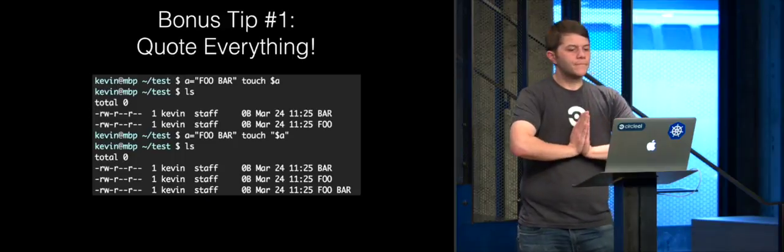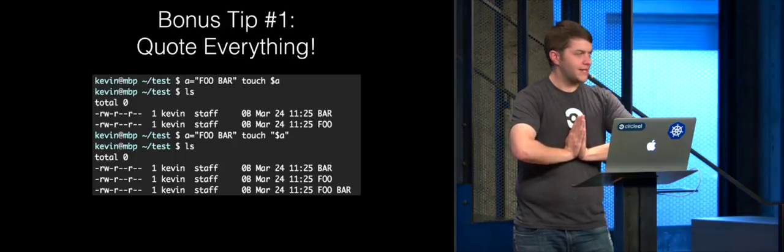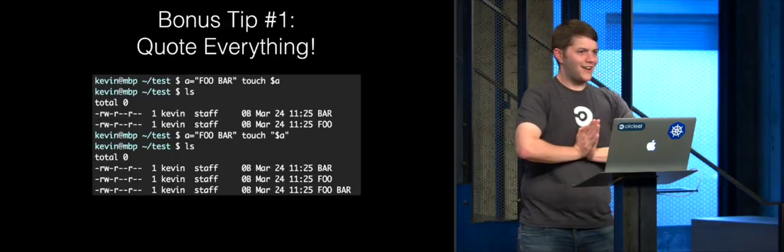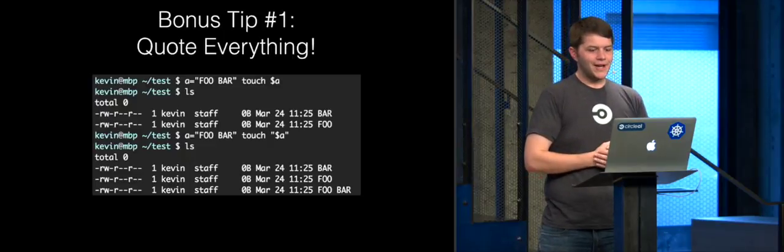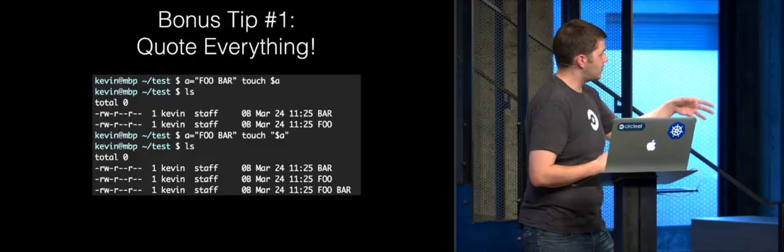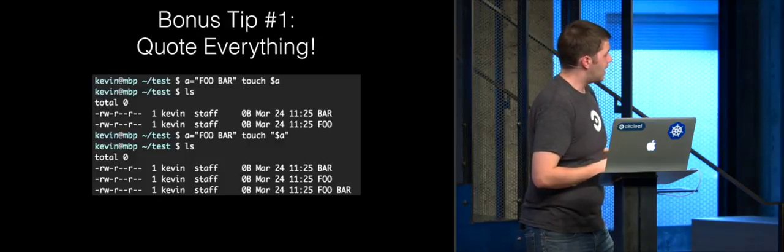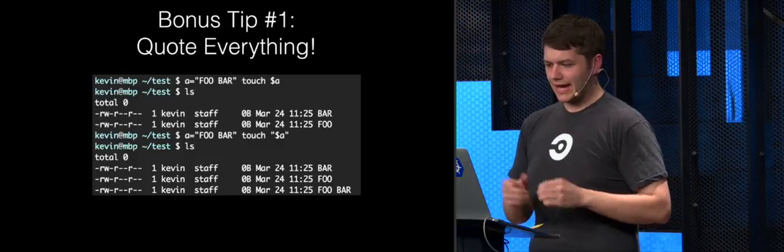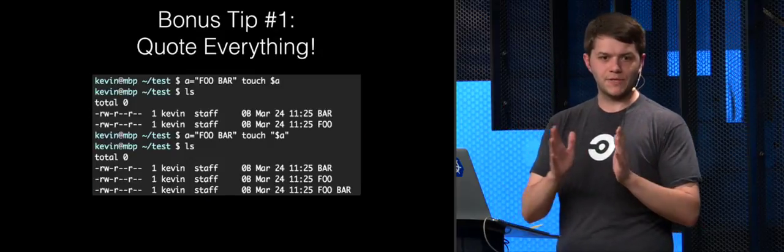OK, so a couple other quick bonus tips. Quote everything. Almost everything should have quotes around it. This is an example where I pass an environment variable A into the touch command and then use it. And the environment variable is set to foo space bar.